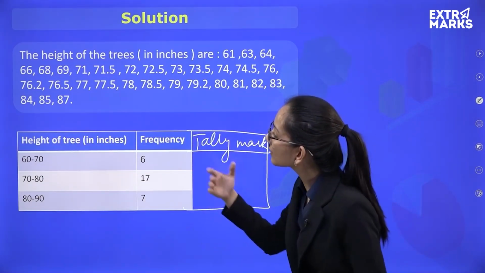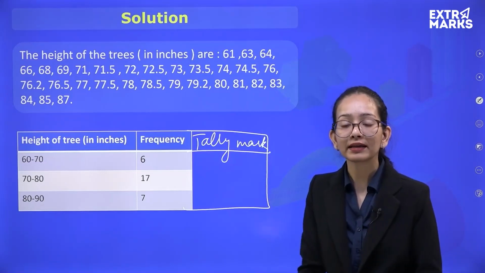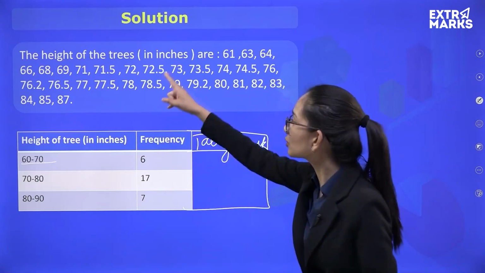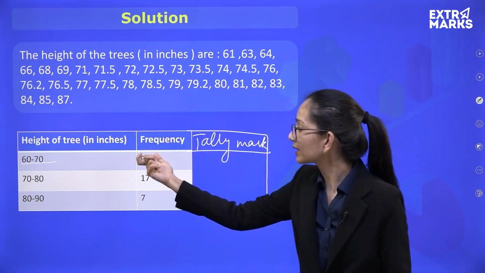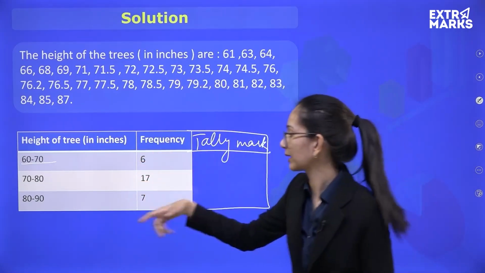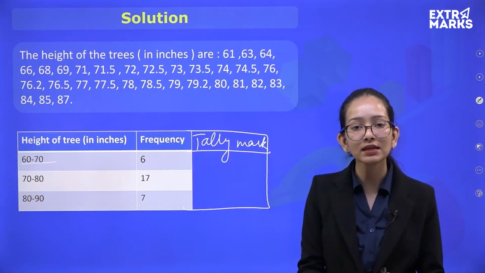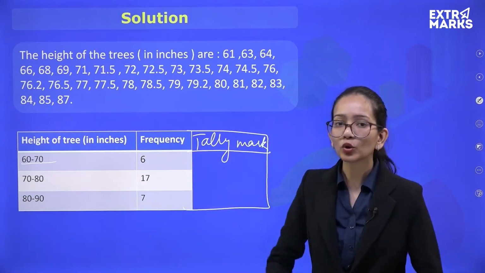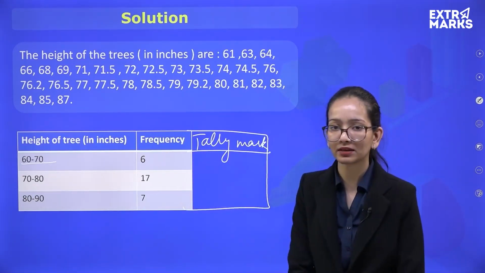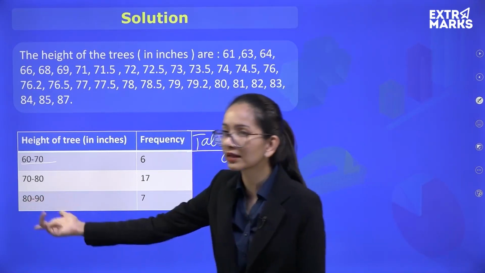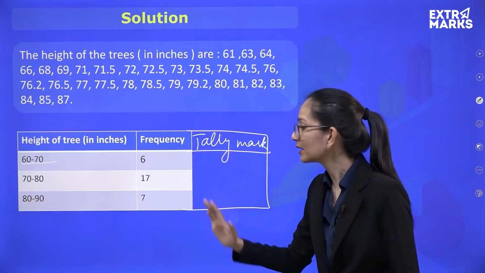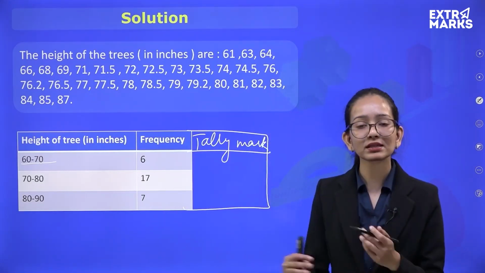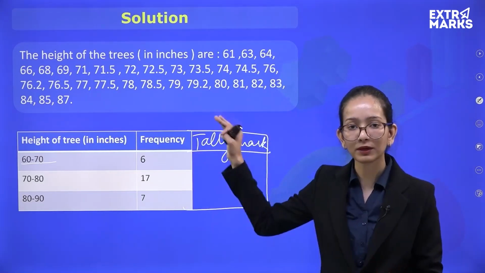Now you have to count how many trees are there which are lying in this height group, that is 60 to 70 inches. So here you can count in this data, and after that you will get the frequency 6 after counting. After that, count how many trees are there which are lying in the height group 70 to 80 inches. So it is 17 trees. And how many trees are there in this height group 80 to 90 inches? It is 7. Now here I have made the grouped frequency distribution table for this particular data.